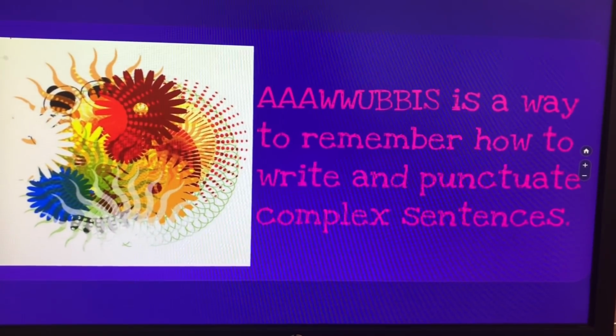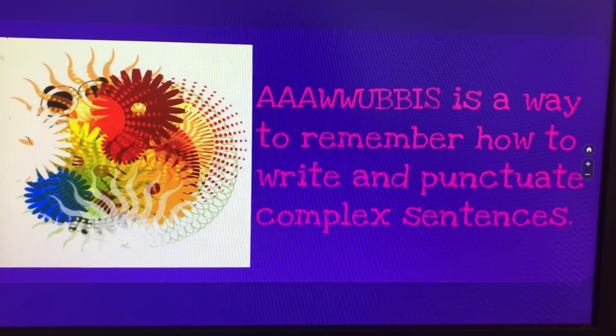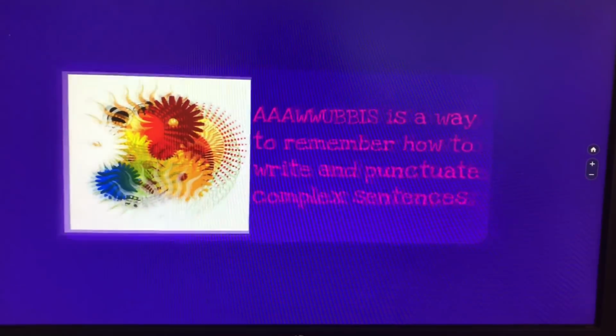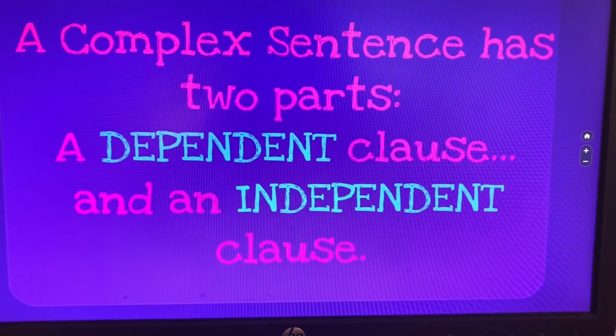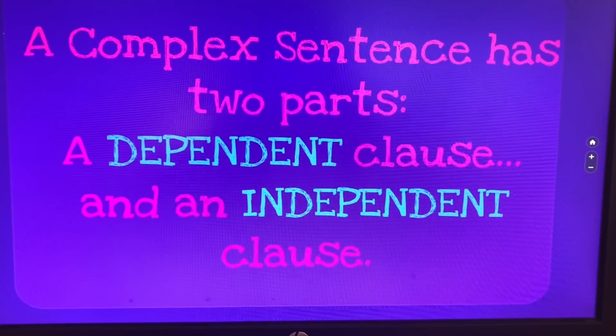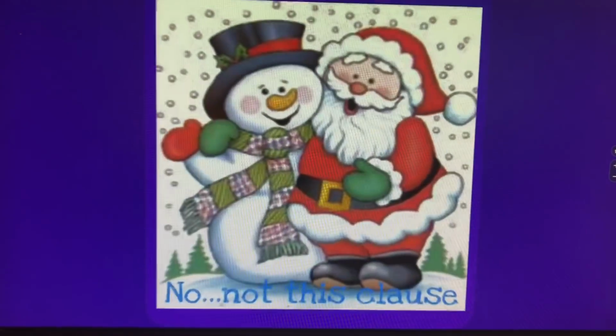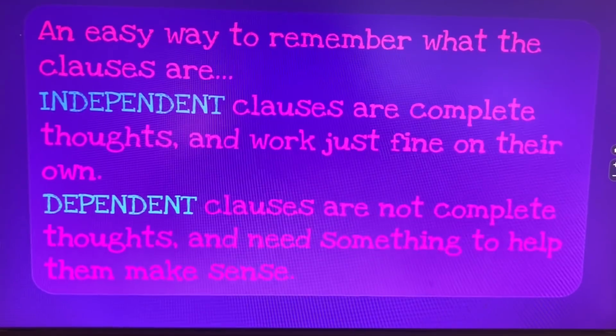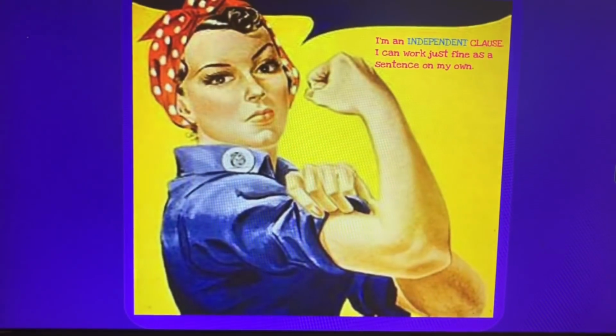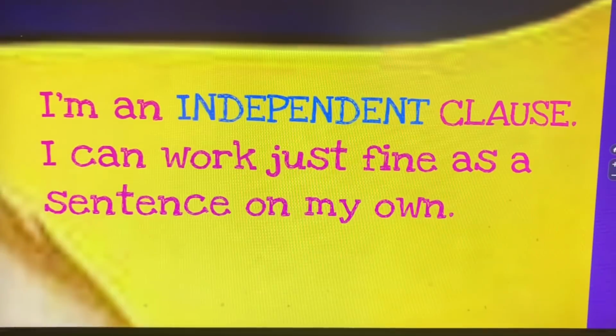Here we go. So it goes over AAAWWUBBIS and what it is. It's just a way to help you remember how to write and punctuate complex sentences. And it goes over what a dependent and independent clause is, which are the two parts in a complex sentence. And it's a little funny, so it's good for the kids. So it shows some information here. I'm not going to show the whole thing, but you can get an idea of what's included.